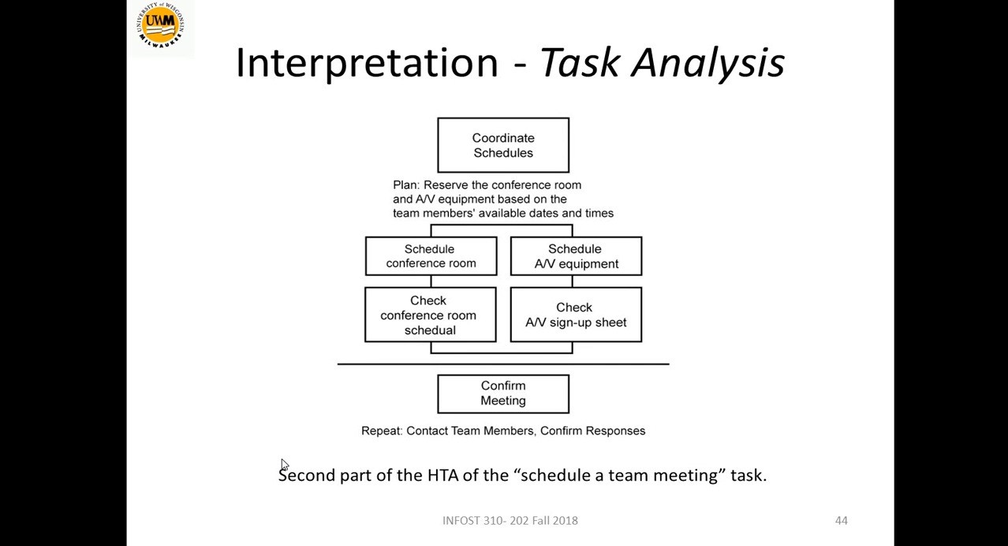In hierarchies, we can have more than one path. For example, for the coordinate schedule, we can schedule AV. We can do more than one thing in parallel. We can schedule AV equipment and we can schedule a conference room, and check if the AV has been assigned to us and the room has been assigned to us. So we can do more than one thing in parallel and then confirm the meeting.